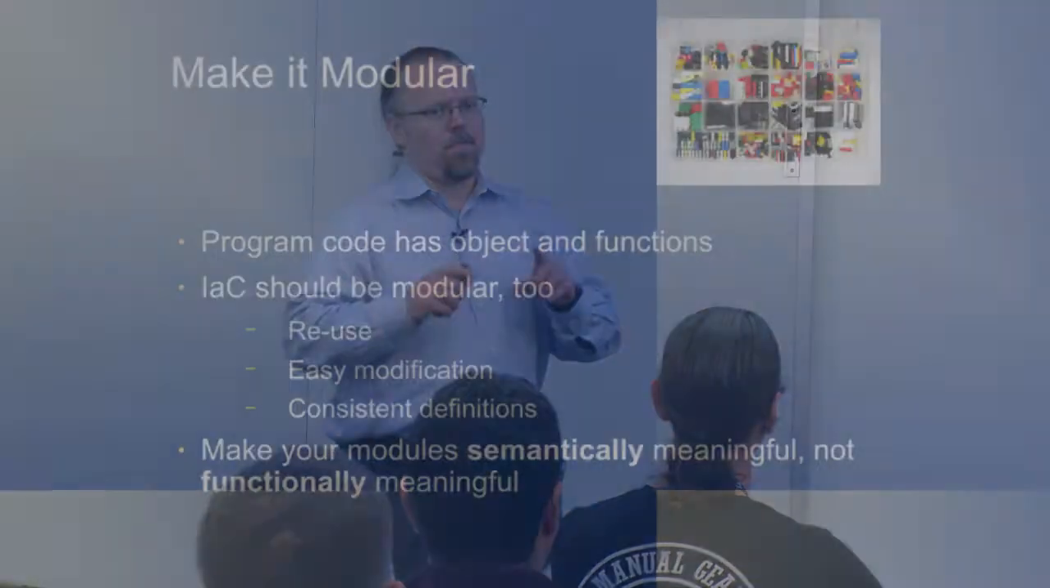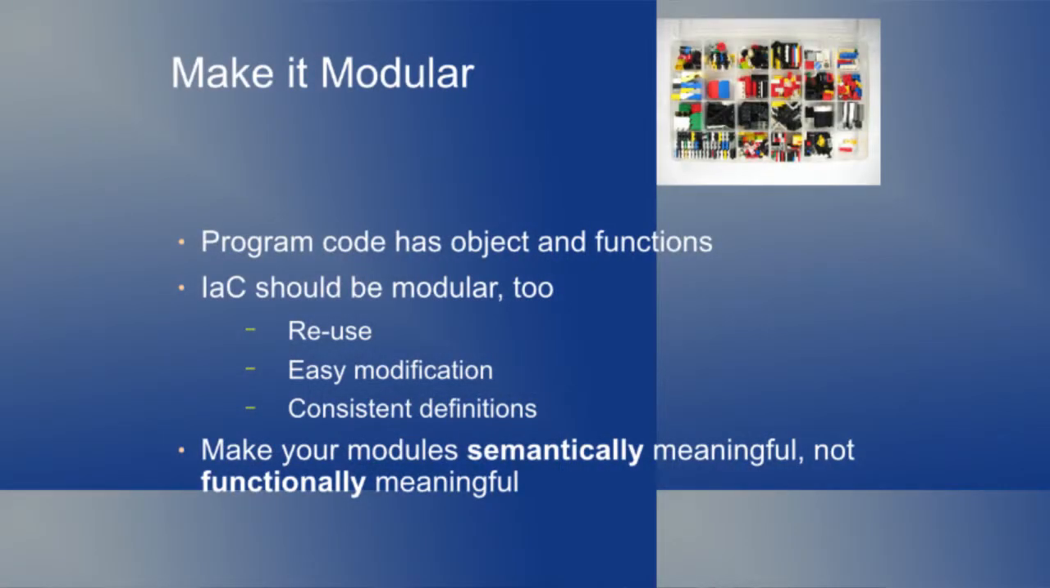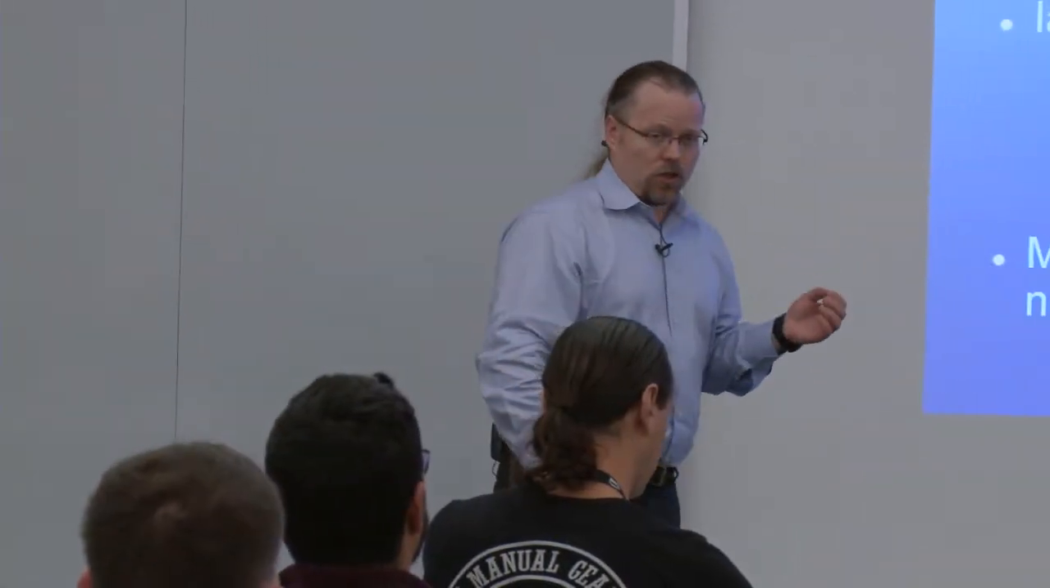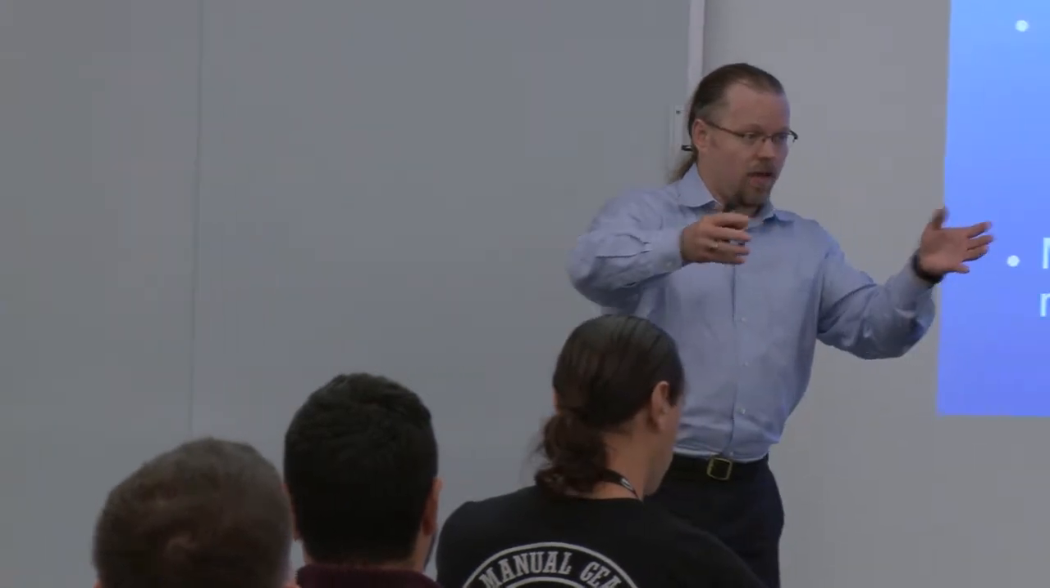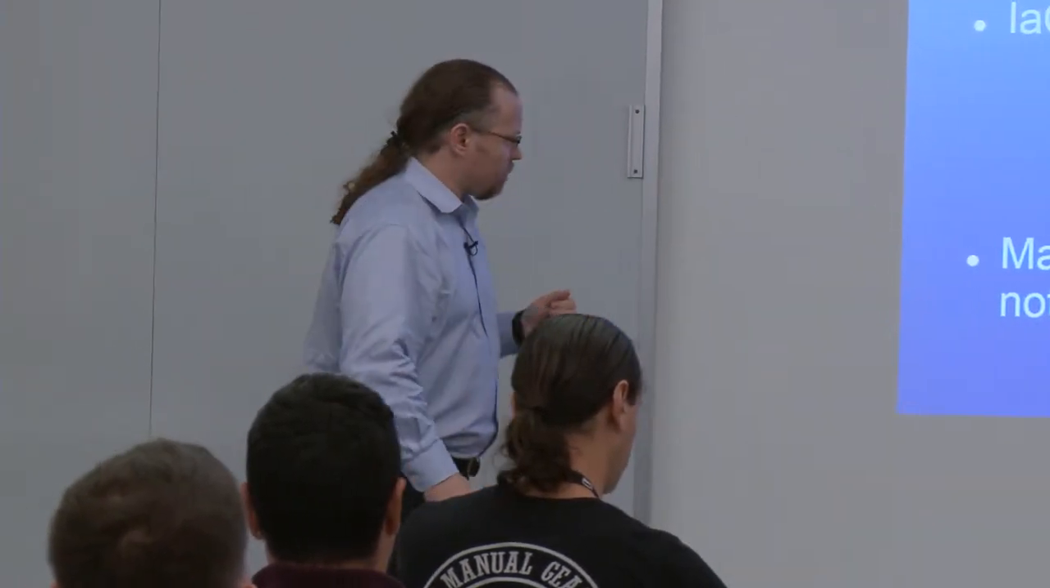Next key, make it modular. Modularity is something that's been very important for program code for many years for very good reasons. Program code has objects if you're in an object-oriented world, has functions or procedures if you're in a procedural world. Infrastructure as code should also have some type of modularity. Makes it much easier to reuse. If I have my database module, I can use that in 3 different stacks. I don't have to rewrite it each time.